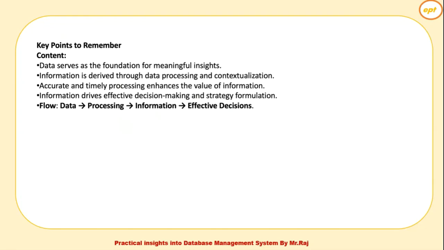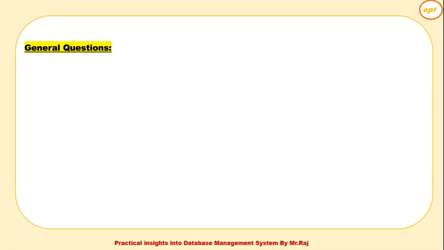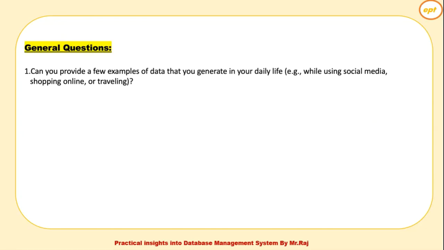Now these are the key points whatever we have seen. I don't want to repeat the same points again. Please take a screenshot of this one. Whatever we have seen through the visualization and the points in the previous slide, I have just kept here for your revision purpose. But I have questions for you. This is the first question: can you provide a few examples of data that you generate in your daily life? While shopping, while traveling, in social media?